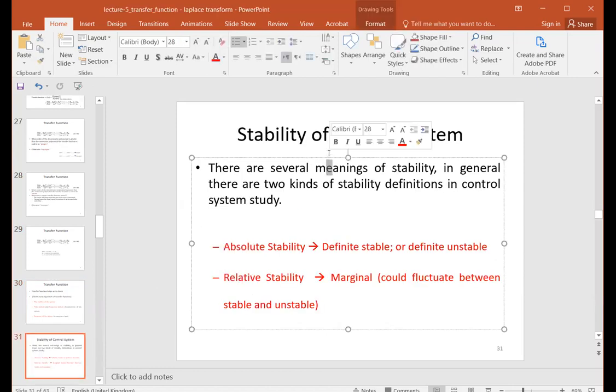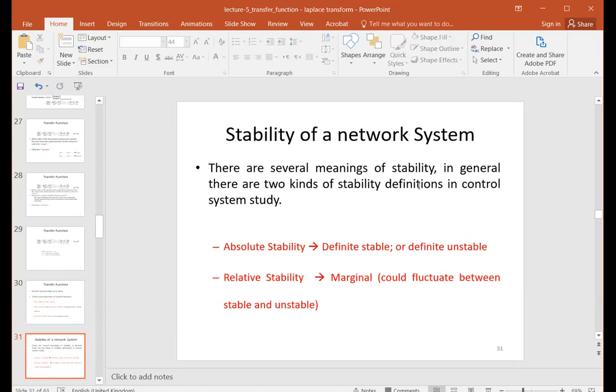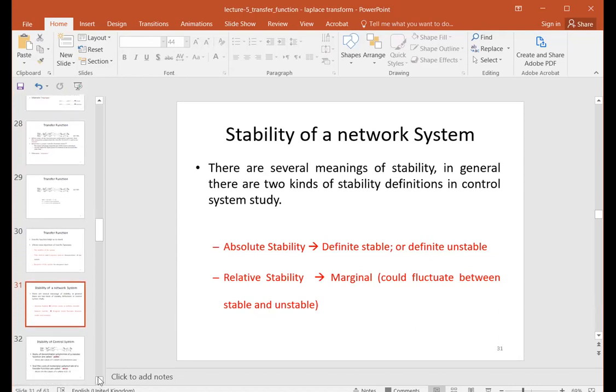And the stability, in general, for a network system. There are several meanings of stability: absolute stability, relative stability, marginal, which could fluctuate between stable and unstable. So relative stability or instability, of course, the last one. Let's see what I have here, and I will stop.